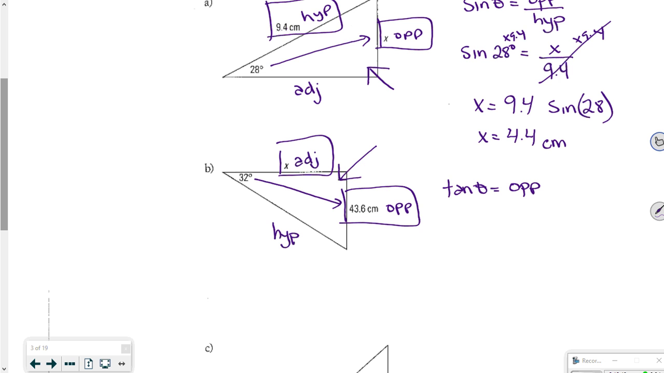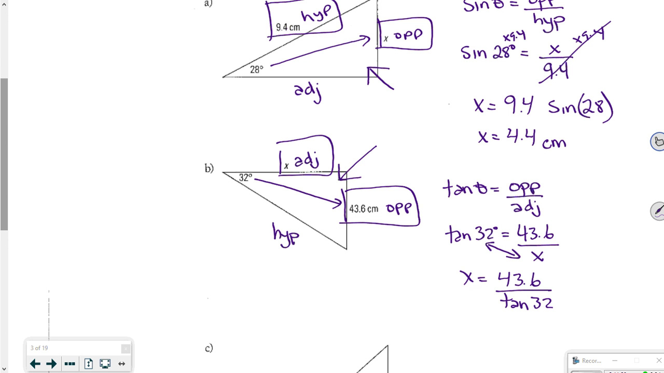Fill in what we know. Tan of 32 degrees. Opposite is 43.6. Adjacent is our x. When the x is on the bottom, we swap the two sides. So x equals 43.6 divided by tan of 32, which means x equals 69.8. And then because we had units, we need units. It was centimeters originally. This is centimeters.